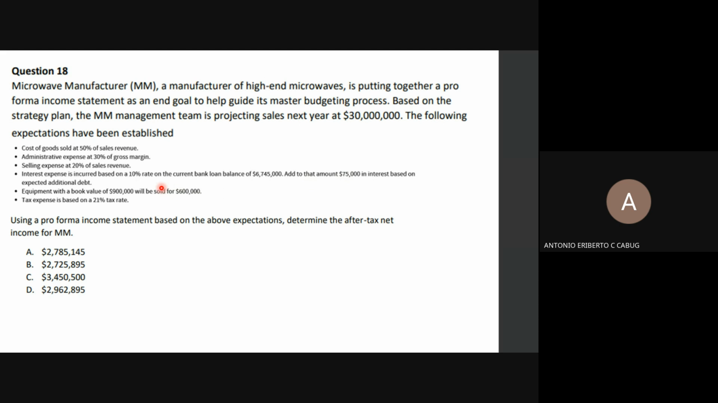Interest expense is incurred based on 10% rate on the current bank loan of 6,745,000. And to that amount, add 75K in interest based on the expected additional debt. So the interest expense is 10% of this, 674,500 plus 75K. And then equipment with a book value of 900K will be sold for 300K. That's a loss of 600. Tax expense is 21% of the profit before tax. When all is said and done, you should arrive at letter B, 2,725,895. No? Bahala kayo, ha?